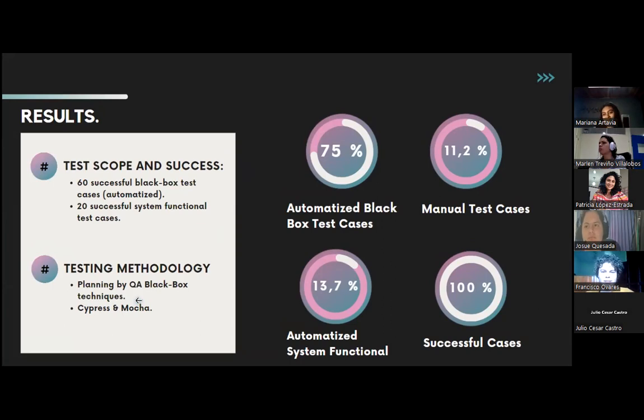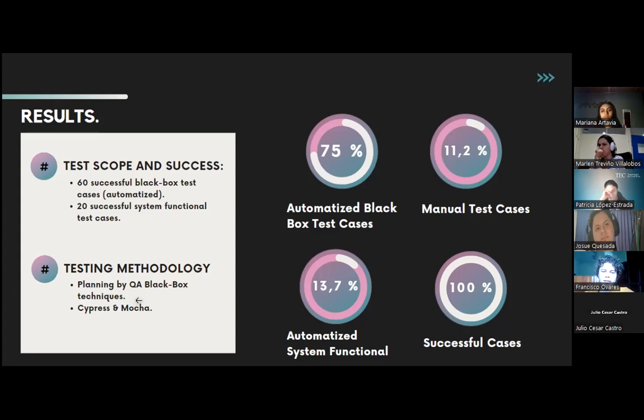We designed 16 test cases for the automation process, while also 20 functional system cases. Of these, 9 were manual and the remaining 11 were automatic. As you can see on the right side of the presentation, the mentioned data is represented in graphs. In the end, the test cases were conducted with a 100% success rate.